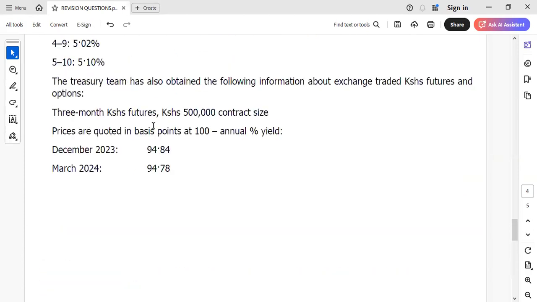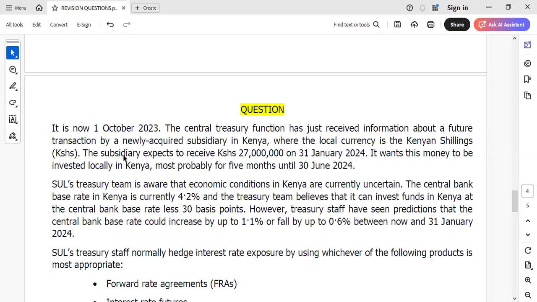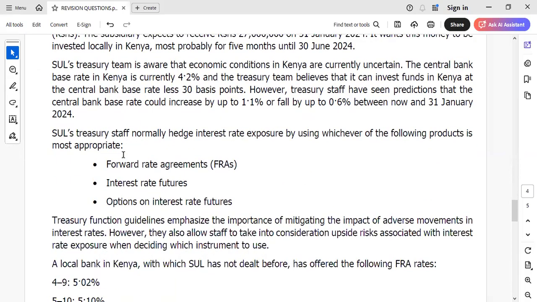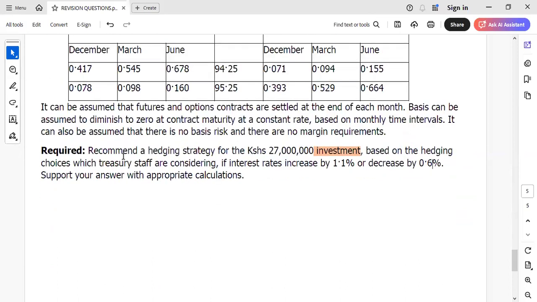calculations. Okay, so when you read, now we have looked at the required part. You have different options. At the end of it all, you have different hedging strategies. At the end of it all, you want to recommend the best strategy or the best option. So you need to read the case study and see the strategy is given, or the option is given.